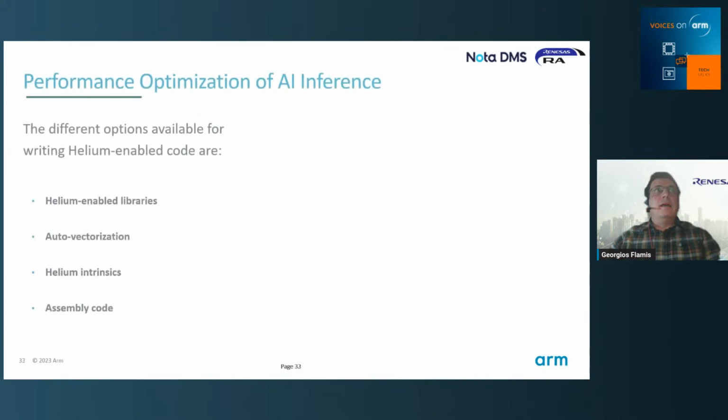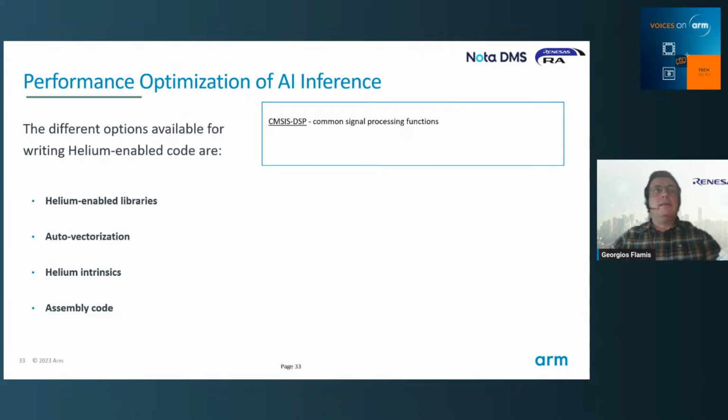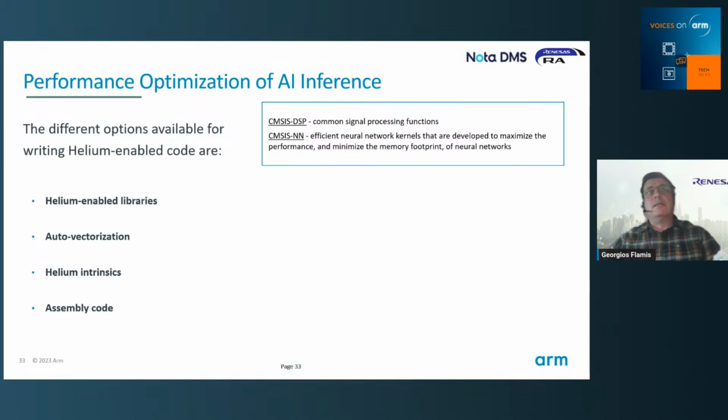The way that we work in terms of different options available for writing Helium code to enable this optimization is that each Cortex-M processor has its own implementation details and pipeline stages, and everything has to be supported, including libraries with Helium, like CMSIS-DSP, CMSIS-NN, and benefits also of using auto vectorization, which the programmer, in quotes, can leave everything to the compiler.